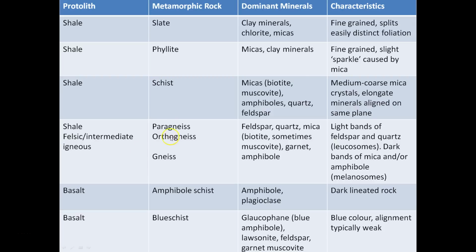So gneisses come in two different varieties. There's paragneisses and orthogneisses. Paragneisses are formed from the metamorphism of a sedimentary rock. Orthogneisses are formed from the metamorphism of an igneous rock, and you will not be able to tell the difference when you look at them in hand specimen.